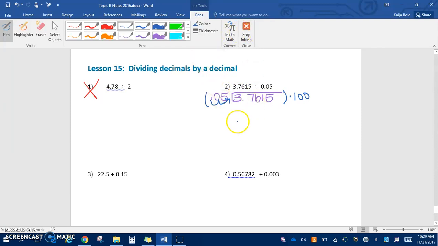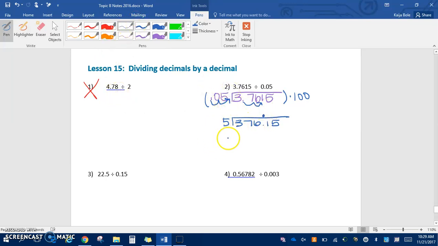So now if I'm going to rewrite this, leave some space here now, I'm going to move this decimal 2 places to the right as well. So I would have 376.15 now divided by 5. Now I bring up that decimal point just like I've always had to, and now I'm back to what we did in the last lesson.